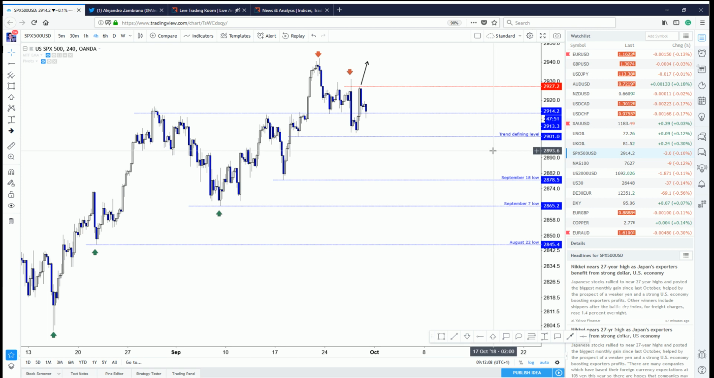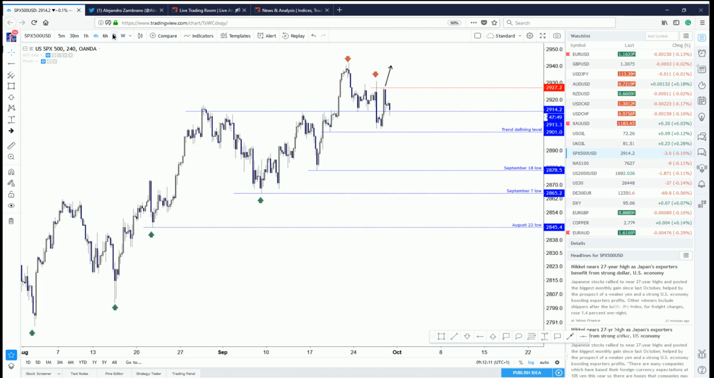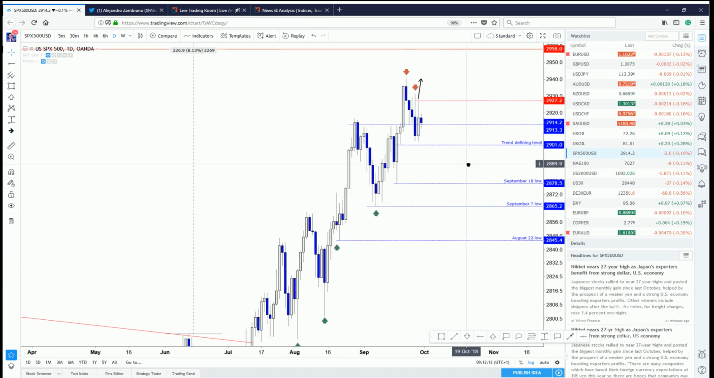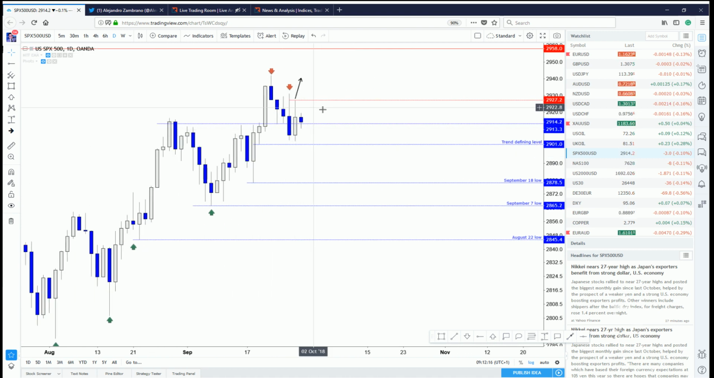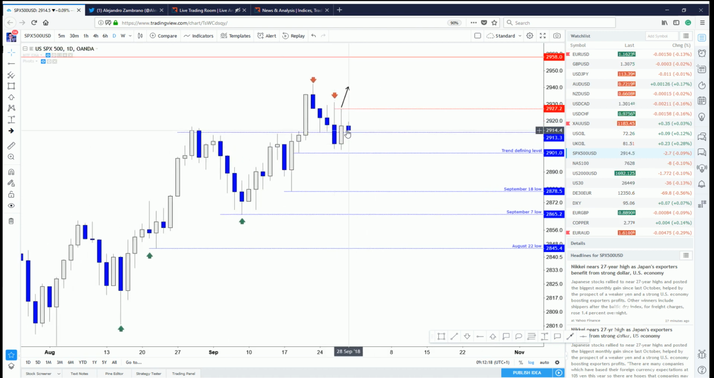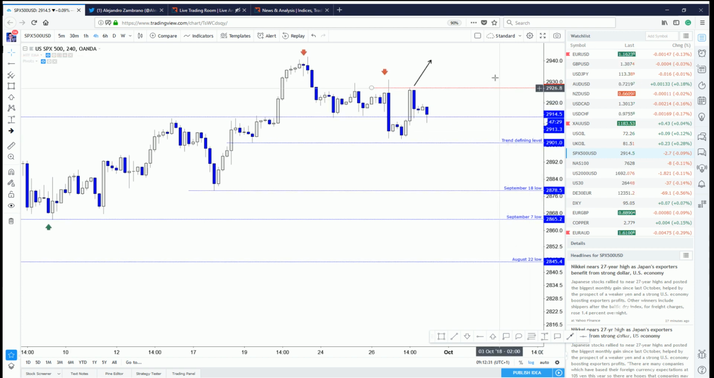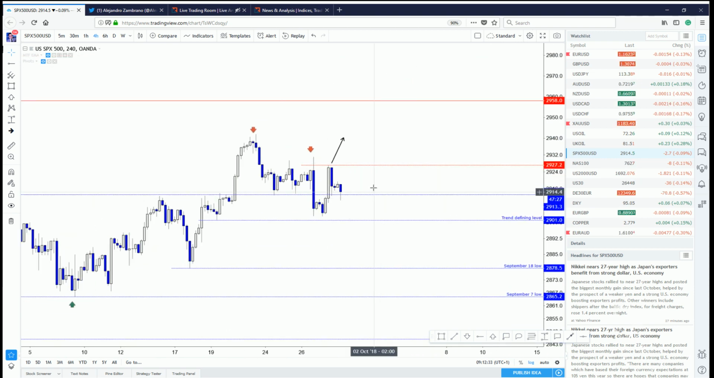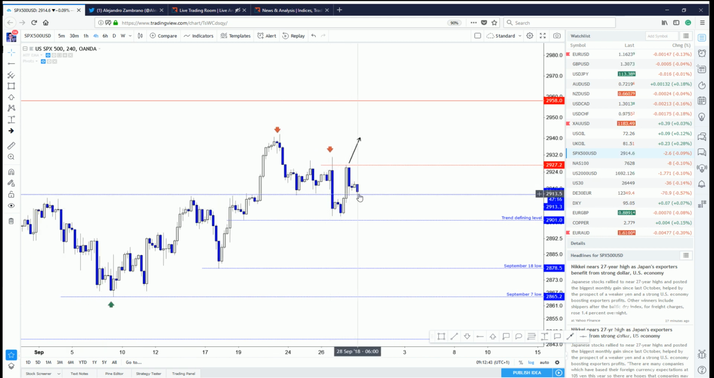In regards to stock markets, we had a very nice push yesterday. This is a daily candle, the market was close to 2,927. And if we would have closed here, it would have been a very good idea to maybe buy a dip. And we talked about this before as well. This being the trend defining level at 2,901, and we're still above that level, so maybe it's going to be okay to buy here.